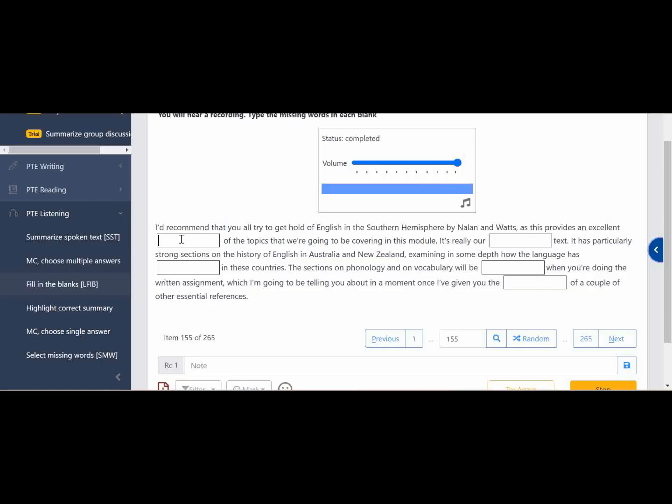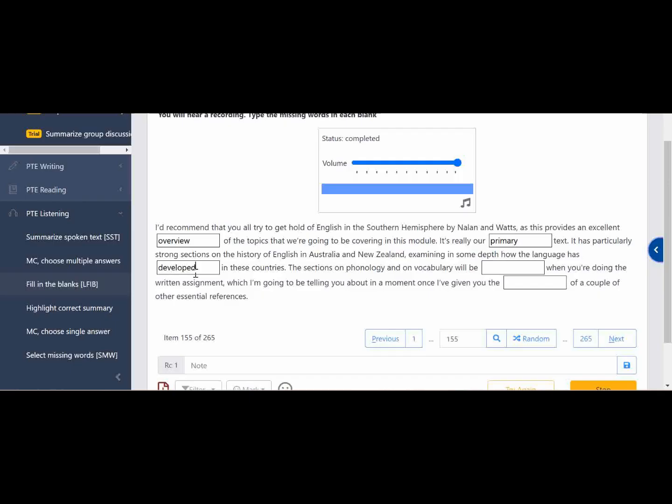So it was a little bit fast. So first one is an excellent overview. So we will write overview like this. We will not give a space between over and view. We will write it combined. Next one is primary. Third one is developed, in these countries.